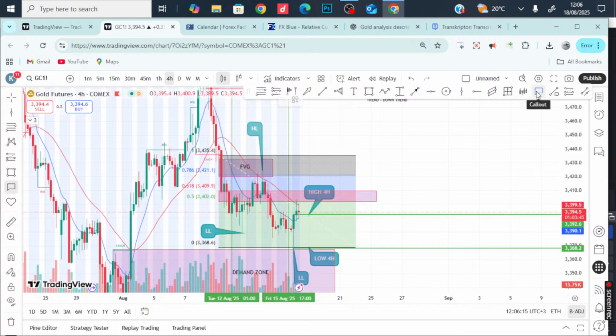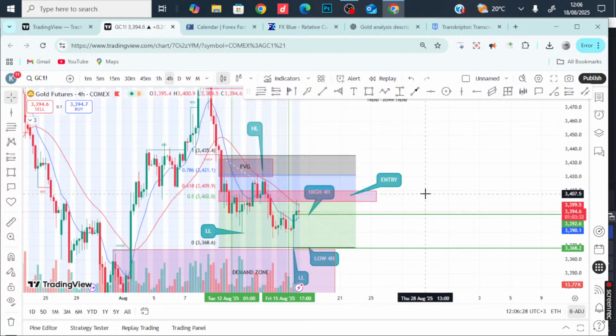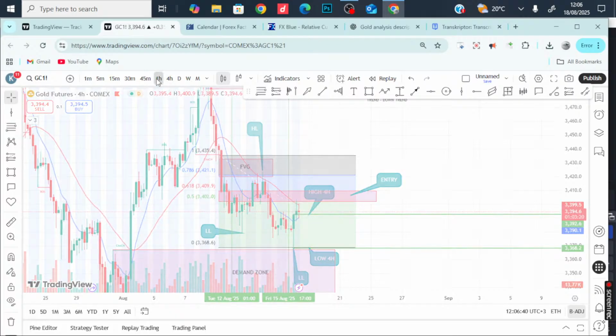Let me do the call out now. This is now our entry point. This is how you use Fibonacci fully. You know how to use Fibonacci fully. So this is now our entry point. If you want to clarify this information, just move to a lower time frame. Let's use the 1 hour.